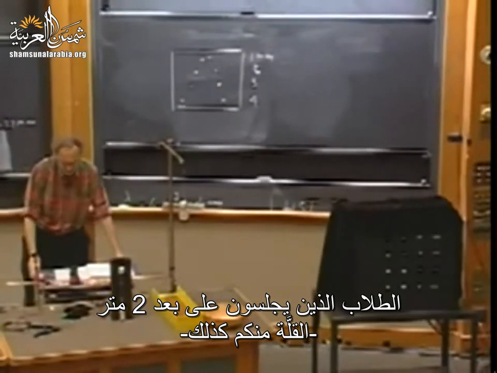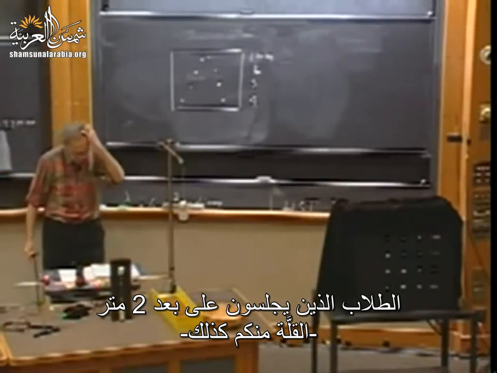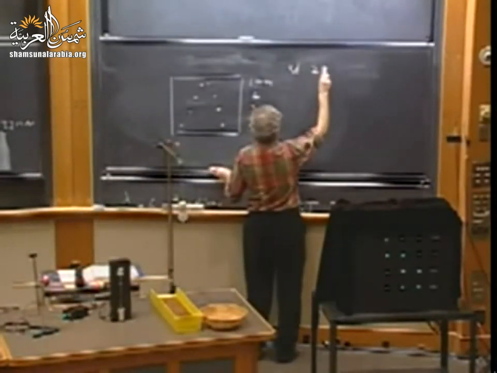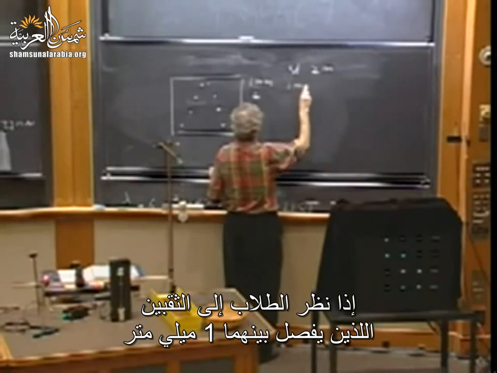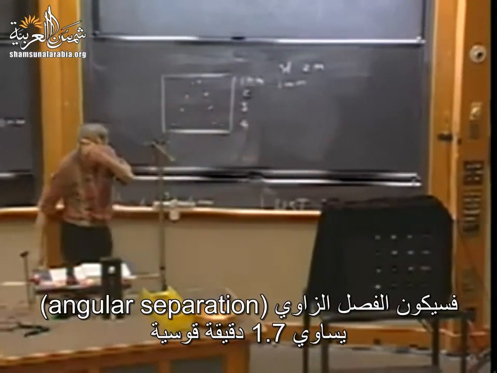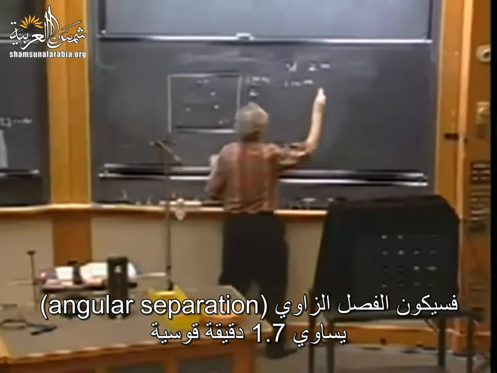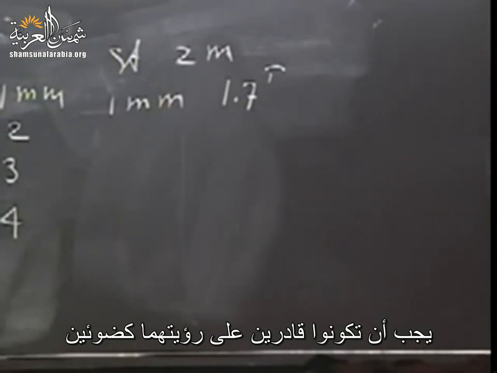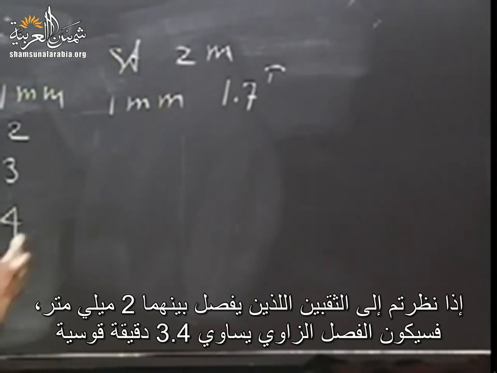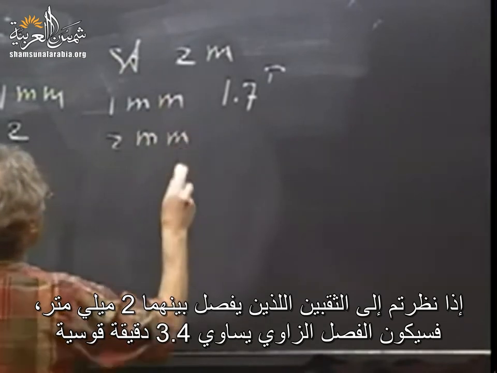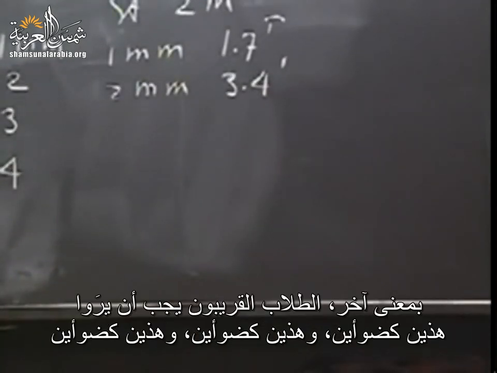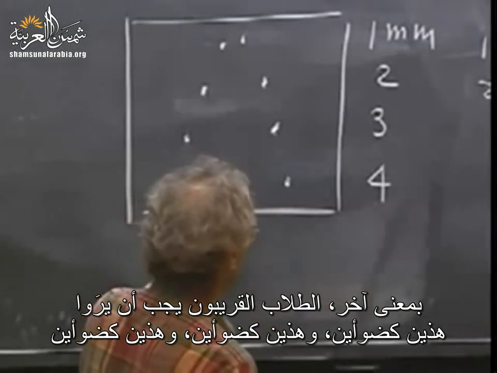Students who are 2 meters away, very few are, but if you were 2 meters away, so we take here a student who is at a distance of 2 meters. If the student looks at the 1 millimeter separation of these slits, then the angular separation is 1.7 arc minutes. So you should be able to see them as two lights. If you look at the 2 millimeter separation, then obviously it's about 3.4 arc minutes. You should have no problems. In other words, the students who are close should be able to see this as two lights, this as two lights, and this as two lights.